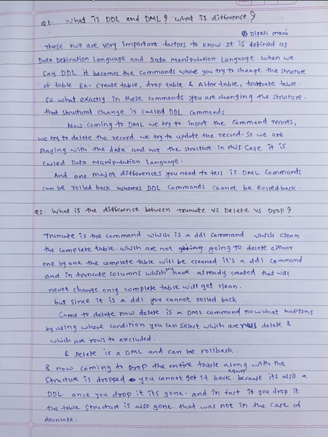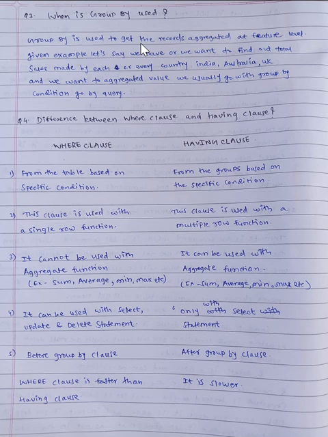Moving to the next question, what is group by used for? Group by is used to get the records aggregated at a feature level. Give an example: let's say we want to find out total sales made by each country, like India, Australia, UK, and want an aggregated value. We usually go with a group by query like that.